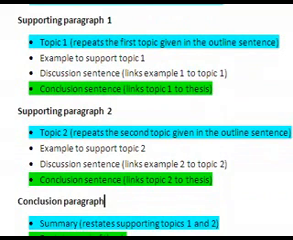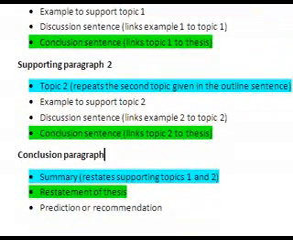The same pattern holds true for supporting paragraph 2. You start by presenting topic number 2, which you had originally stated in your outline sentence of the introduction paragraph. You give an example to support it. You also give a discussion sentence linking your example number 2 to topic number 2. And finally, you give a conclusion sentence which links supporting paragraph 2 back to your thesis, which was in the introduction paragraph.